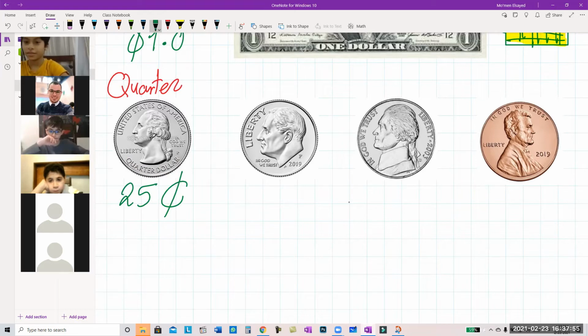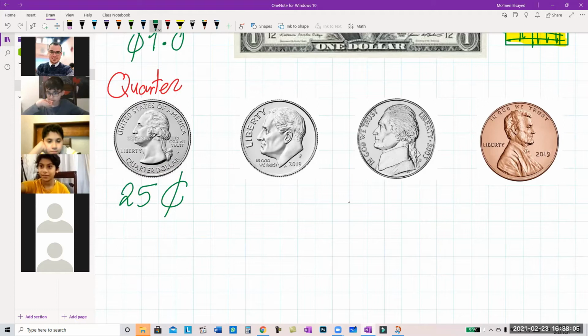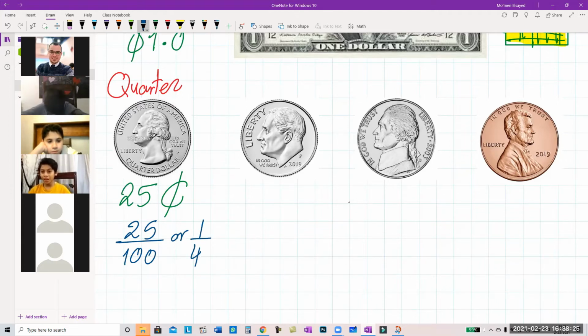If you want to write any coin as a fraction, you have to write it over 100 because we are dealing with 100 cents. Of course $1 equals 100 cents, so we divide over 100. So it will be 25 over 100. Or we can write it as a quarter, which equals 1 over 4, right? So that's the type of fraction.